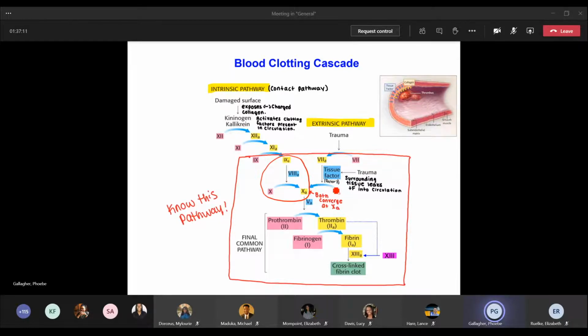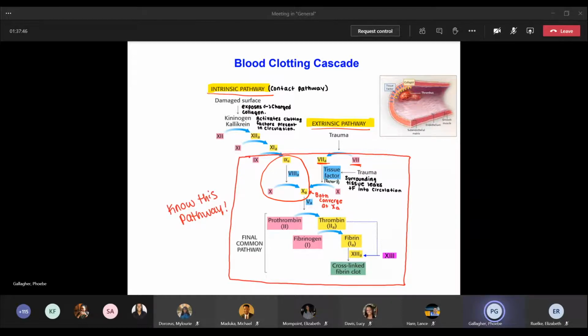I would say that the tissue factor aspect of it, I wouldn't really worry too much about, but I would at least know that it's the tissue factor that is going to activate the extrinsic pathway. So the difference between the two is pretty much based on the kind of injury that you get. So the intrinsic pathway is going to be activated, and it uses all of the factors that are already within the circulatory system.